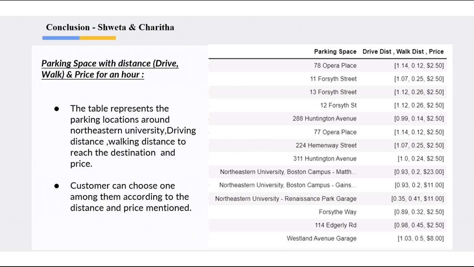So basically for the driving distance, we have taken the source as the user's assumed location and the destination as the parking space. And for the walking distance, we have assumed the source as the parking space location and the destination as L Hall. And price has been scraped from Parkopedia's website.